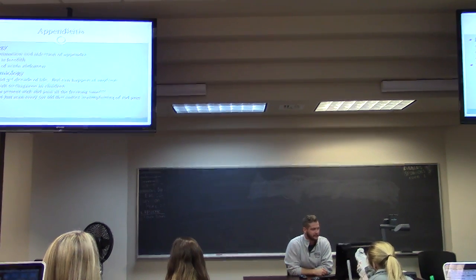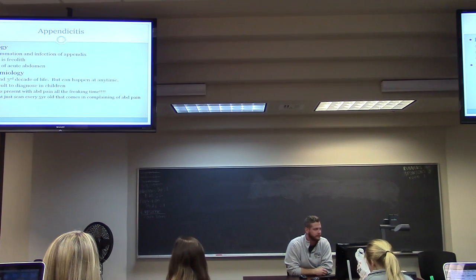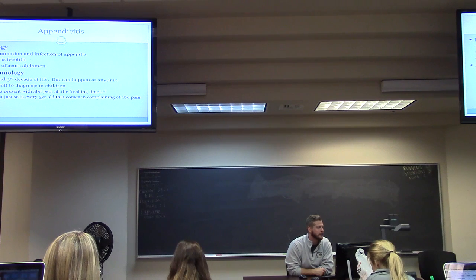Appendicitis, very common inflammation or infection of the appendix, most commonly caused by a fecalith. It's one of the most common causes of acute abdominal pain as well. Epidemiology: most common prevalence in the second and third decade of life, but it can happen anytime. I've diagnosed a 7-year-old with appendicitis, and I've diagnosed a 97-year-old with appendicitis. It's kind of one of those things.